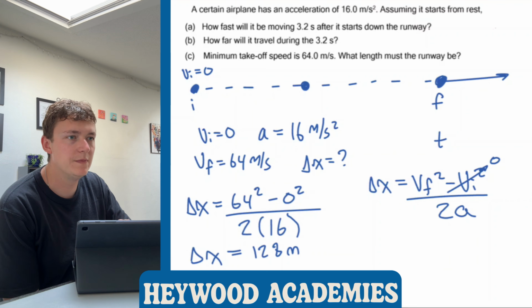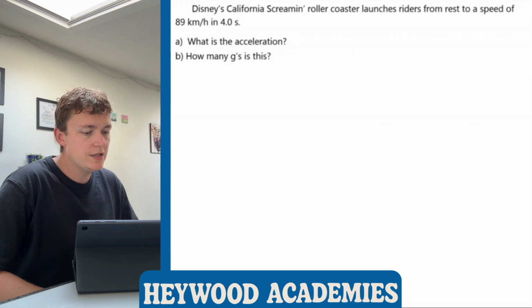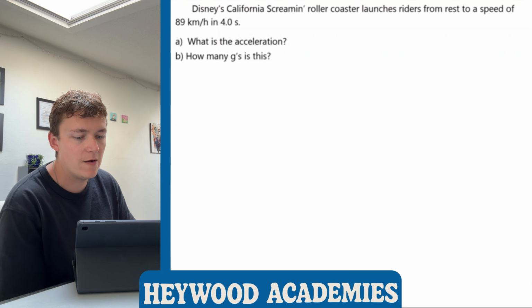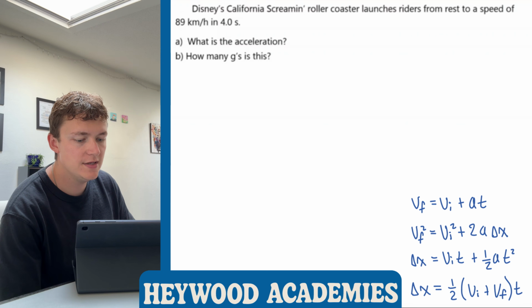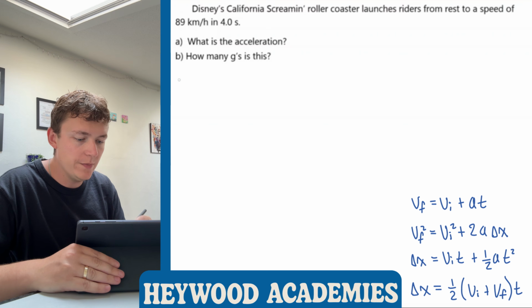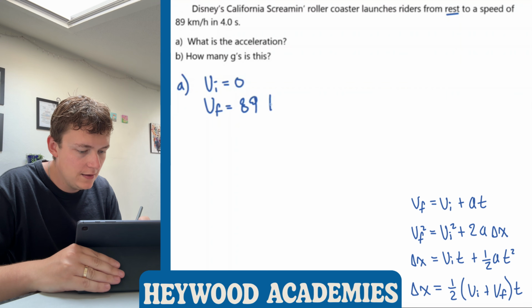So what length must the runway be? Longer than 128 meters. Okay, next up we got a roller coaster which launches riders from rest to a speed of 89 kilometers per hour in 4 seconds. What's the acceleration and how many G's is this? So you're seeing the G's show up again. So let's write what we've got here. It says from rest, so that means initial speed is 0. And then we've got our final speed of 89 kilometers per hour.